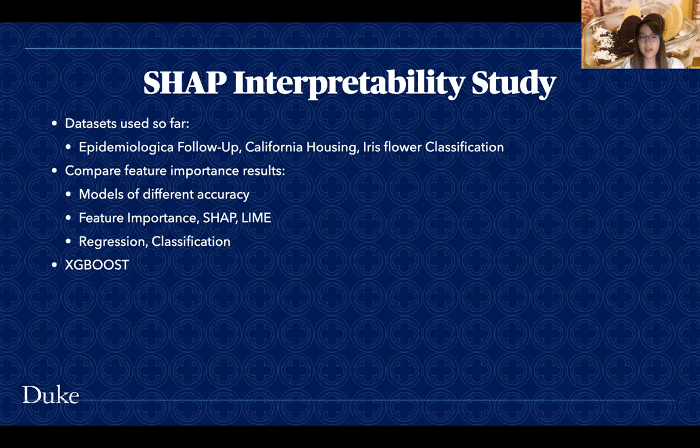For my project, I will study SHAP interpretability, and I have the 3 datasets I listed here, and I will use 3 metrics, that is feature importance, SHAP, and LIME. And I will also produce different accuracy models. I picked the XGBoost algorithm to use the most, which refers to the gradient boosted decision tree, because the algorithm is very accurate, and TreeSHAP is the fastest in SHAP. So I want to take advantage of these 2 points.